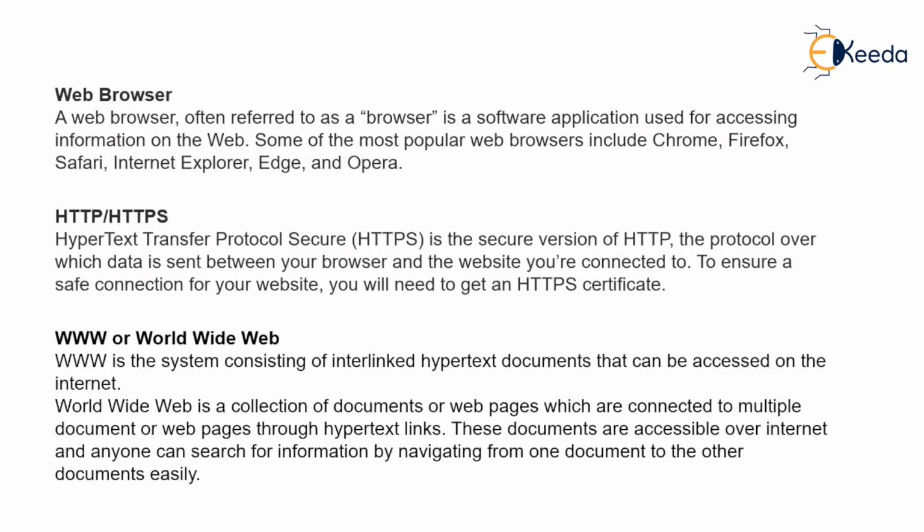The next terminology is web browser. And obviously, you know what is a web browser. We have seen from the previous three classes what is a web browser. A web browser, often referred to as a browser, is a software application where you can access information on the web. And these are basically Chrome, Firefox, Mozilla Firefox, Internet Explorer, Edge, and Opera.